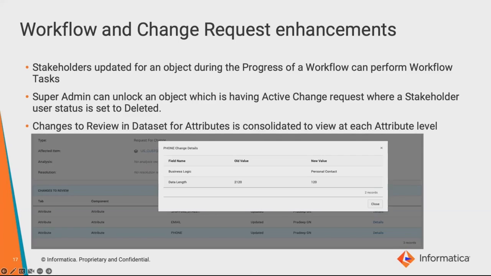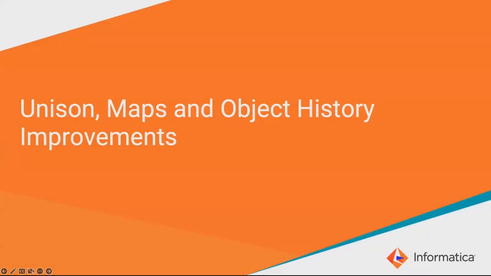Then we also have the change request review in the data set for attributes, which has a consolidated view, and it gives all the details for a single attribute. Earlier it used to give each field level information. Now, for one attribute, all the fields in that attribute are captured in a single screen. Then we move on to the improvements on the Unison maps and the object histories.